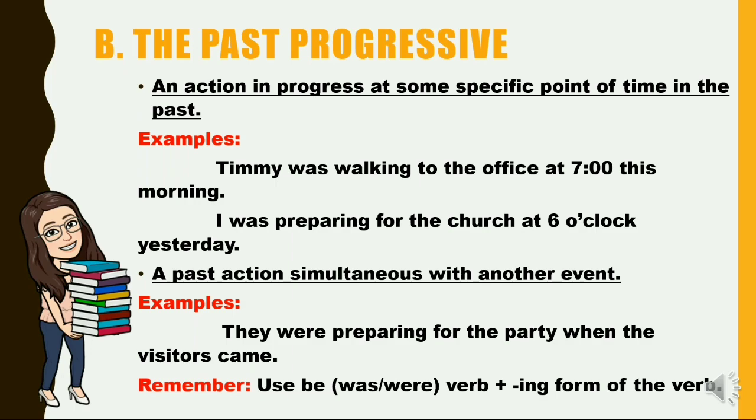Remember, when we talk about the past progressive, you are going to use be verbs, was, were, plus ing form of the verb. Just like the examples in the sentences, was walking. Walk plus ing form of the verb. Was preparing. Prepare plus ing form of the verb.